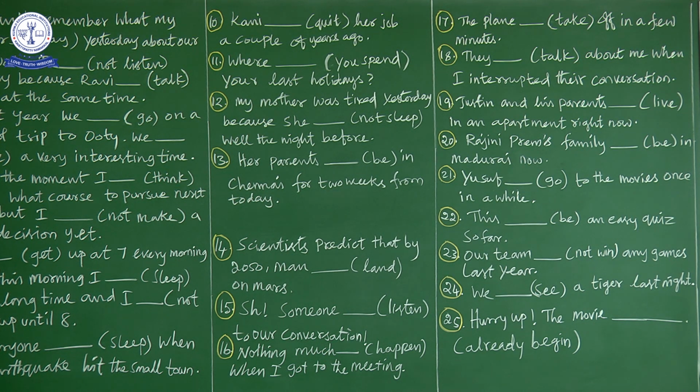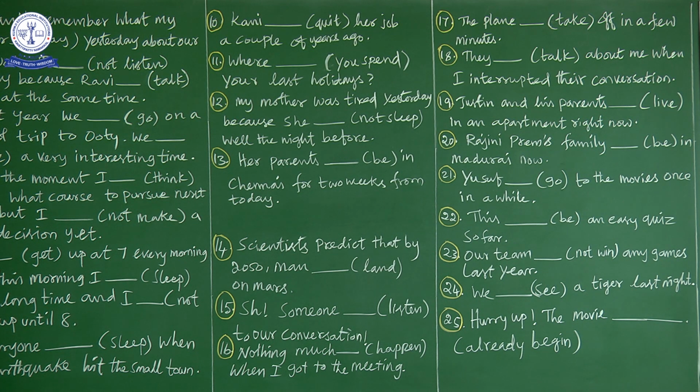So why did we use were? Because they is a plural word, a plural subject. So that's why we went for were. So the answer is: they were talking about me when I interrupted their conversation.